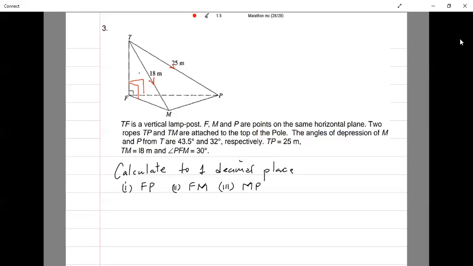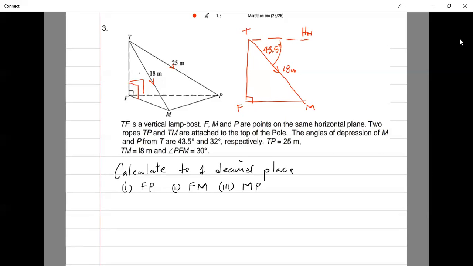So let me see if I can draw the first scenario. This is T, this is F. The person is looking down at M. So this is M. This is 18 meters. This is horizontal. This is the angle of depression. That angle of depression is 43.5 degrees.